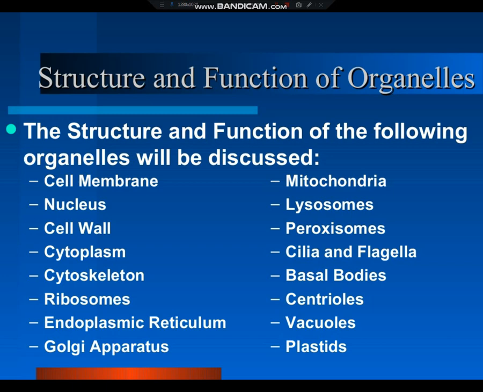If we have a look at the organelles of the cell, these are the organelles found in every cell, either plant or animal. Have a look at the list. We have the cell membrane, nucleus, cell wall, cytoplasm, cytoskeleton, ribosomes, endoplasmic reticulum, Golgi apparatus, mitochondria, lysosomes, peroxisome, cilia and flagella, basal bodies, centrioles, vacuoles and plastids. These are the common organelles found in either animal cells or plant cells.